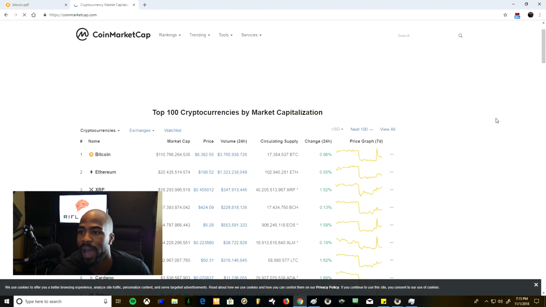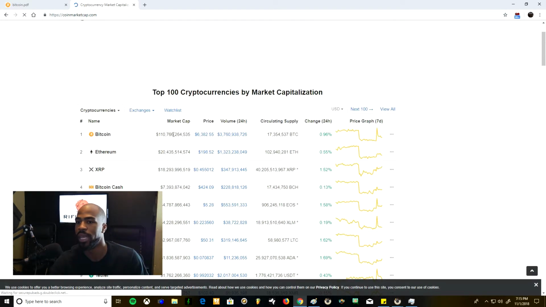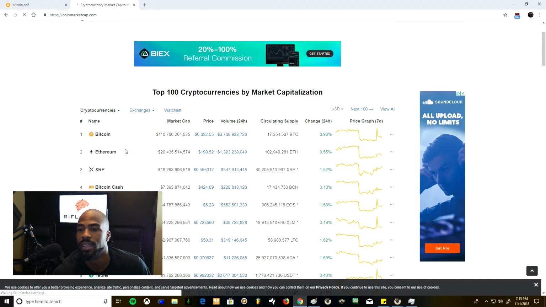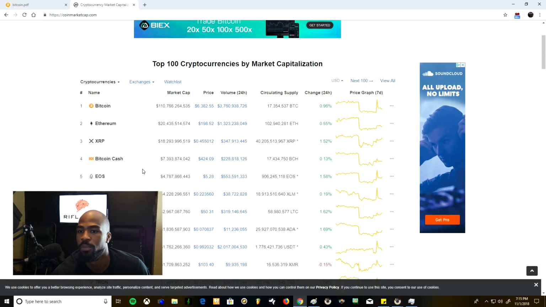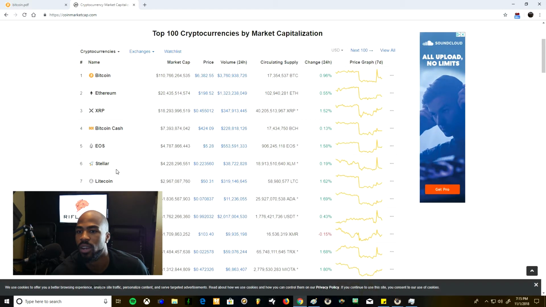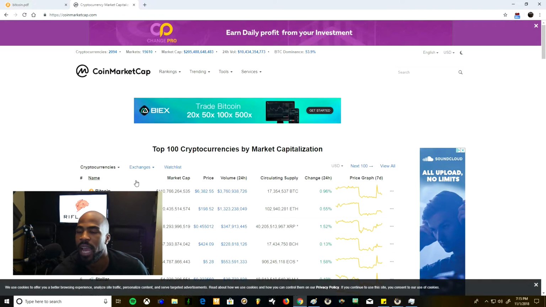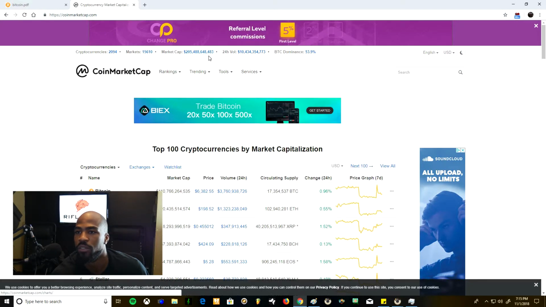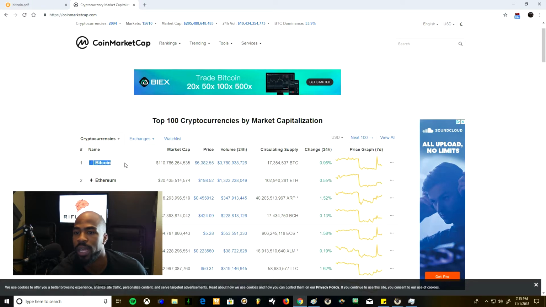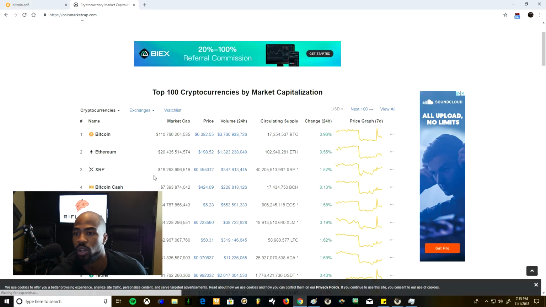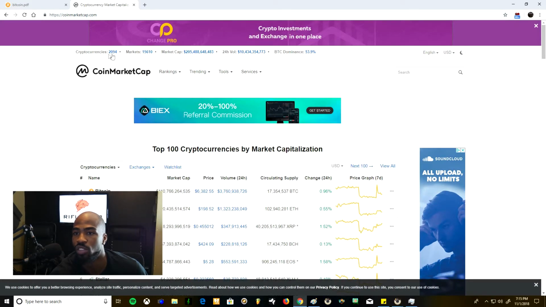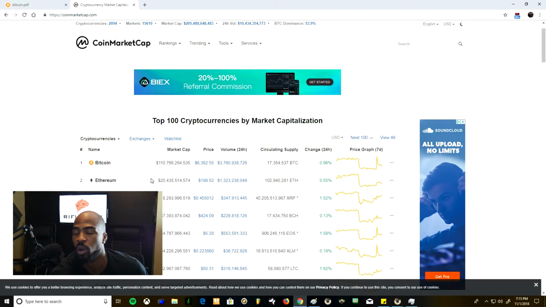And here's CoinMarketCap. As we can see, the first and most powerful coin is Bitcoin. The second, Ethereum. Third, XRP. Fourth, Bitcoin Cash. EOS, Stellar, Litecoin, Cardano, Tether, and Monero is our current top 10. And let's look at the market cap is around $205 billion right now. And the market cap of Bitcoin in particular is $110 billion. So Bitcoin is Bitcoin. All of these other coins, let's see how many coins there are. There's actually 2,094 different cryptocurrencies. So there's 2,093 altcoins versus Bitcoin.